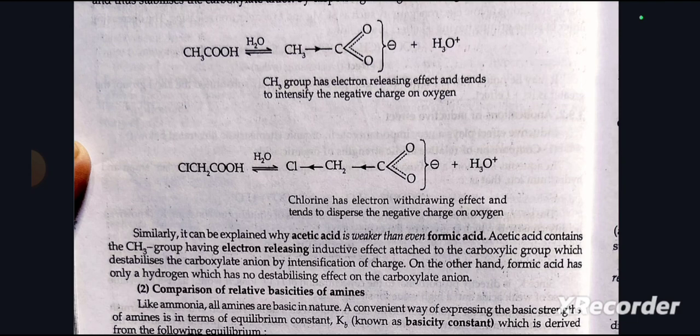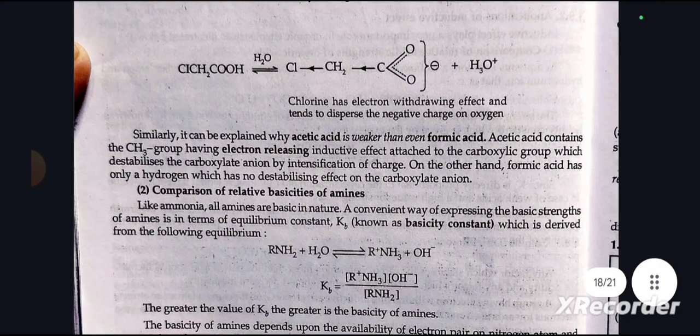CH3COOH equilibrium CH3COO negative plus hydronium, H3O positive. CH3 group has electron releasing effect and tends to intensify the negative charge on oxygen. ClCH2COOH equilibrium ClCH2COO negative plus H3O positive. Chlorine has electron withdrawing effect and tends to disperse the negative charge on oxygen.